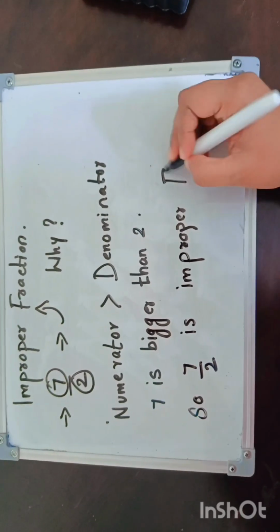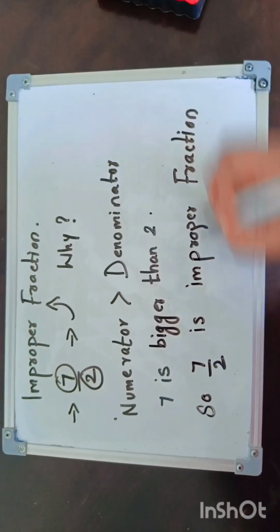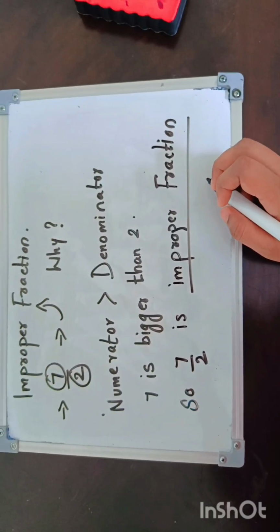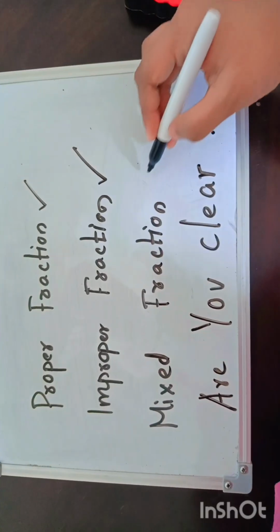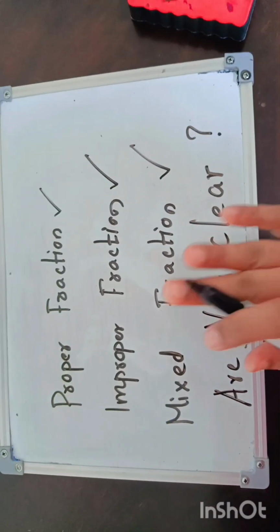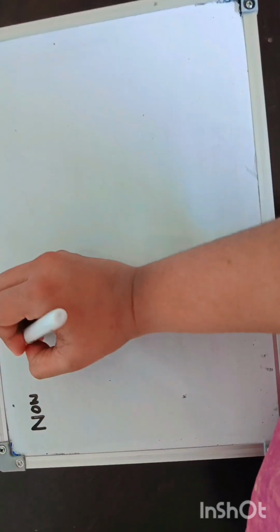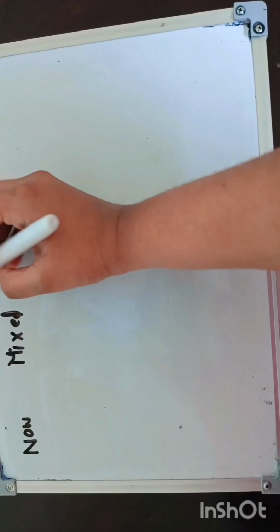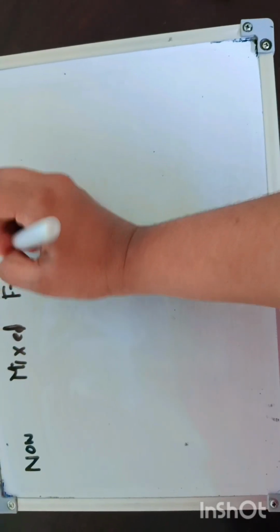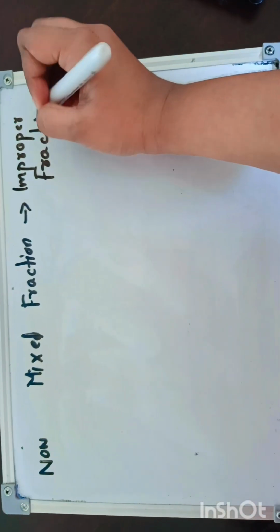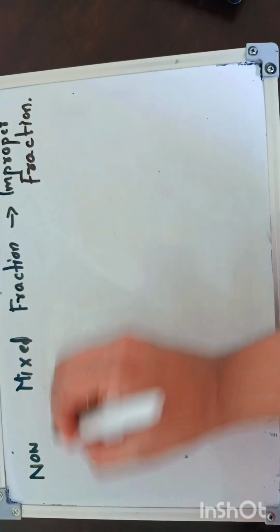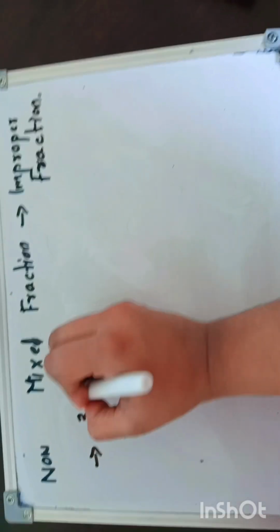And this is how we identify proper and improper fractions. I hope you are clear with mixed fractions, proper fractions and improper fractions. Again, I'm repeating: a proper fraction is one with a smaller numerator, an improper fraction is one with a bigger numerator, and a mixed fraction is a whole number with a fraction part. Now let's see how we can convert a mixed fraction to an improper fraction. Let's take the same example we saw earlier, 3 and 1 by 2.